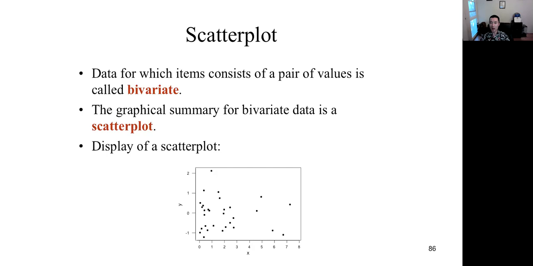Okay, so data where each item consists of a pair of values is called bivariate. So for each sample item, we measure two values, and we have two scales, an X scale and a Y scale. Okay, and based on that, we can see if there's a trend or correlation between X and Y.